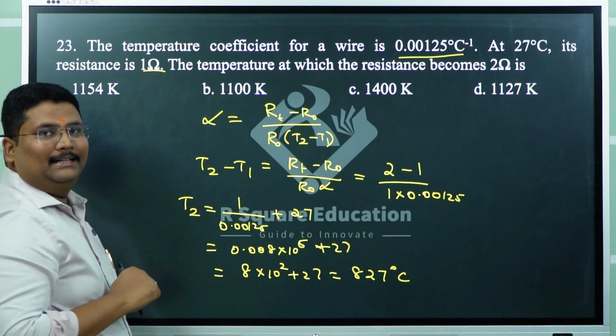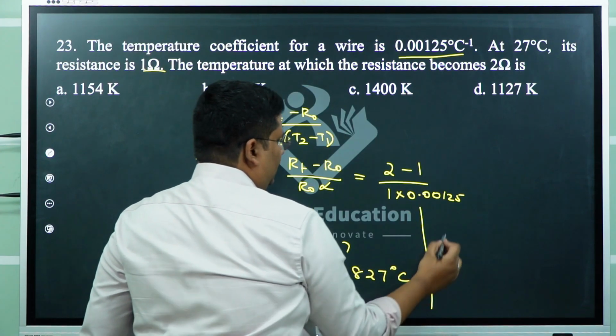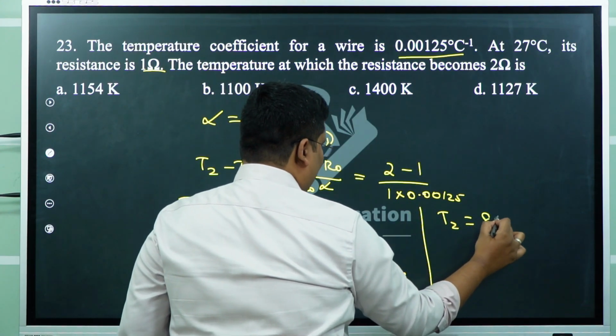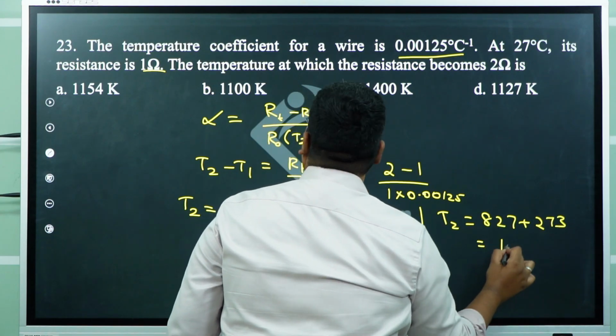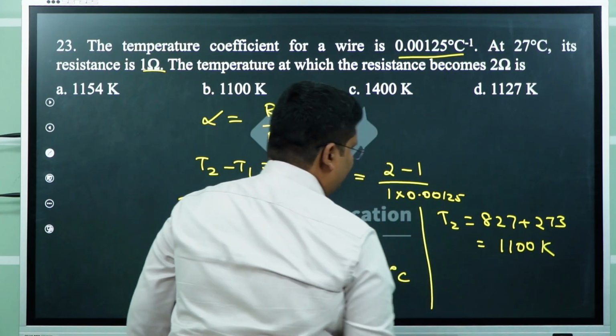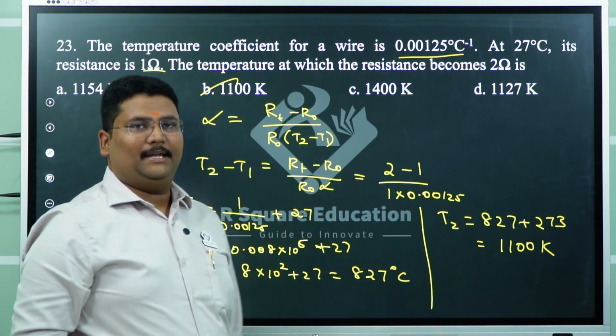But the options are in Kelvin. So what do you have to do? In order to change it, you will be adding 273. So it's going to be 1100 Kelvin. So the answer is option B.